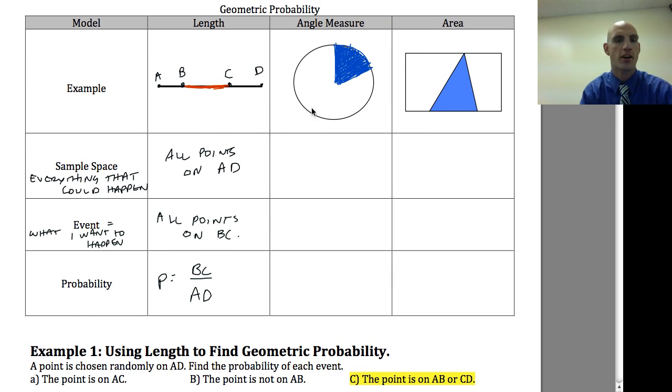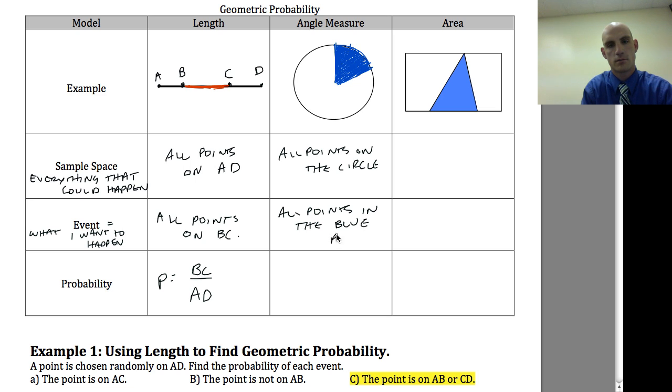And so if I go to this angle measure here, my sample space is going to be all points on the circle. And if I'm trying to get something in this blue area, the event is all points in the blue region. This would be like an example of a spinner or something like that, where we take the amount of stuff in that region and put it over the total area.